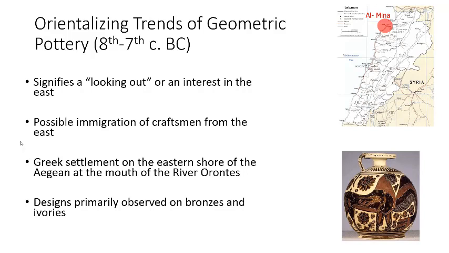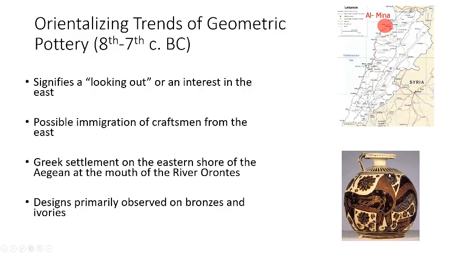We certainly have Greek settlements that are in the eastern Aegean, located in places like Al Mina here, which is in the mouth of the Orontes River. And a lot of the designs that we're seeing on pottery are also represented on bronzes and ivories that are being imported from Eastern contexts into Greece.